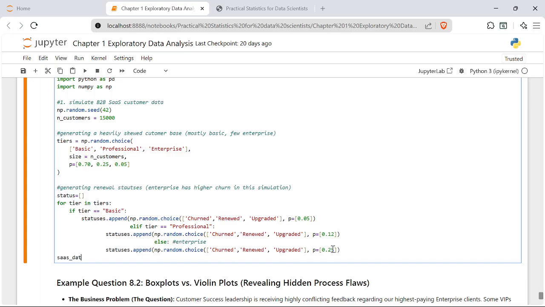saas_data equals pd.DataFrame, account tier as tiers, status as statuses.